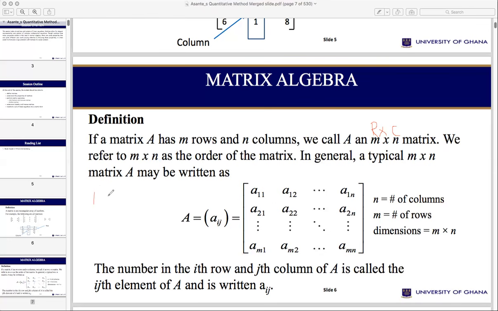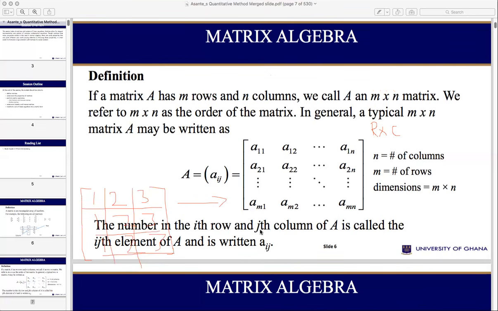The same thing can be 1, 2, 3, 1, 2, 3. So here will be the rows, and then here will be the columns. So it will have 3 columns and then 3 rows.